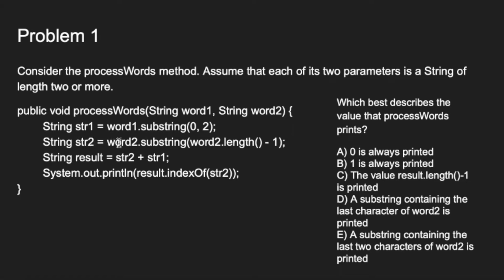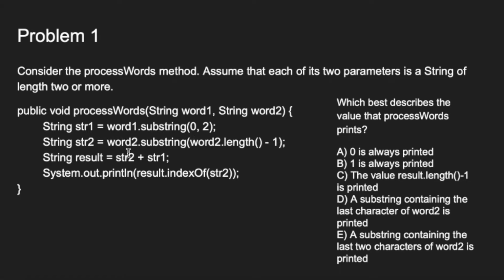str2 is word2.substring(word2.length() - 1). So this is the index of the last character of word2. So going from this index to the end of word2 is basically just the last character of word2. So therefore str2 is the last character of word2.